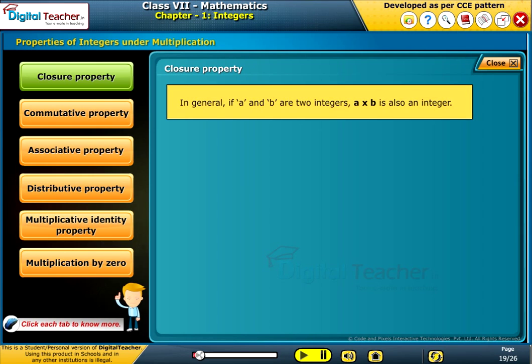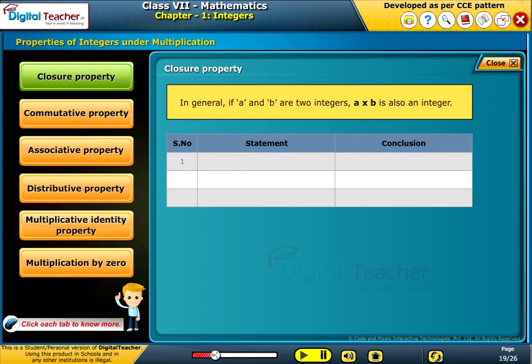Closure property defines that if a and b are two integers, a into b is also an integer. In the first statement, minus 9 into minus 8 is equal to 72. It concludes that the product is an integer. In the second statement, 9 into minus 8 is equal to minus 72. It concludes that the product is an integer.